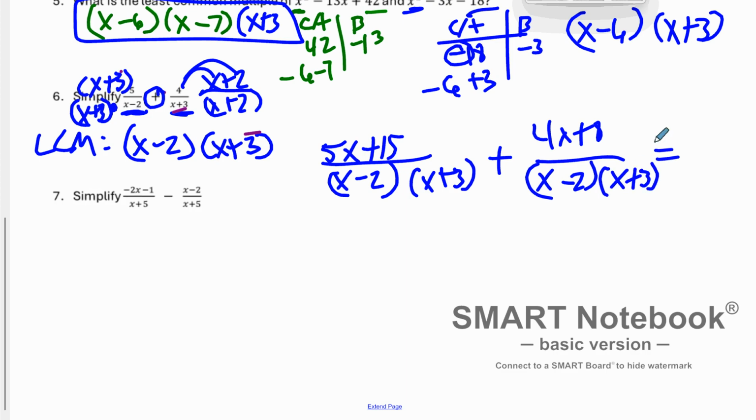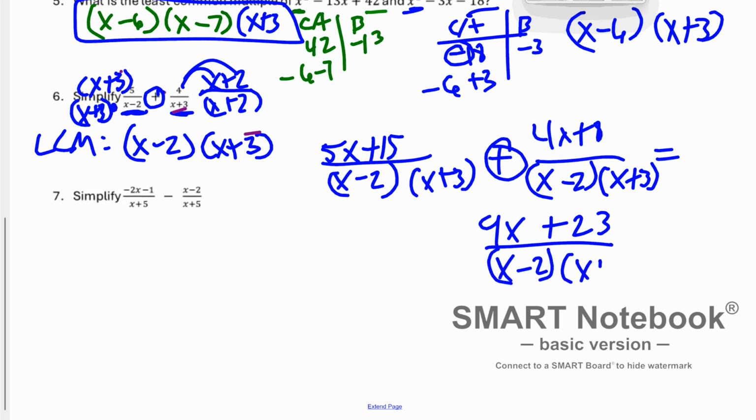And now I can combine like terms. I'm adding them, right? So 5x plus 4x is 9x. 15 plus 8 is 23. And then the common denominator. All done.